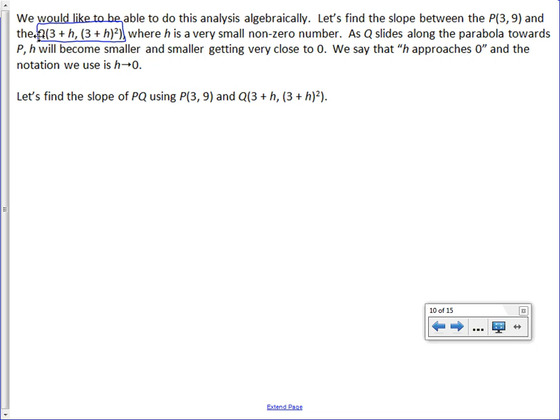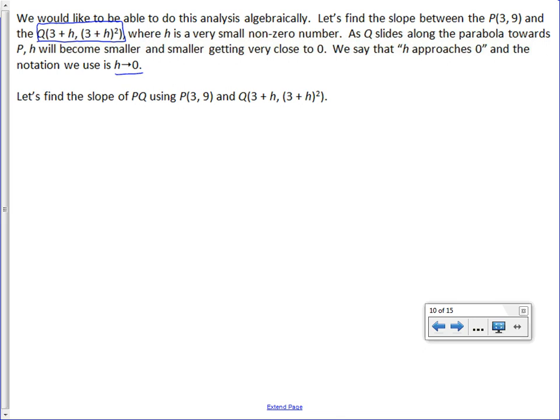Then, as Q slides along the parabola towards P, h will become smaller and smaller, getting very close to 0. We say that h approaches 0, and the notation we use is h arrow 0. Have we seen that arrow before in our course so far? Yes. We've used it in our representation of what property of functions? The end behavior. When we want to say we get close to but never equal. Remember, we had this whole conversation. You can never equal infinity, but you can approach infinity. You can never equal the location of an asymptote, but you can approach that asymptote.